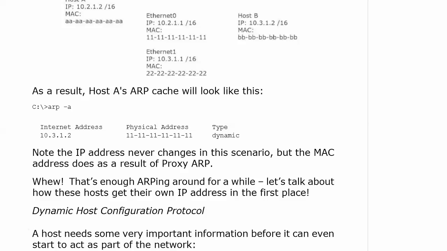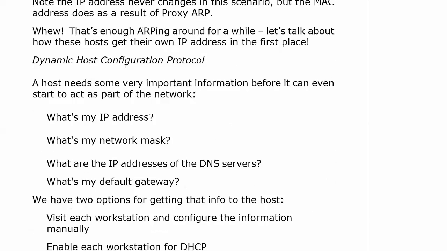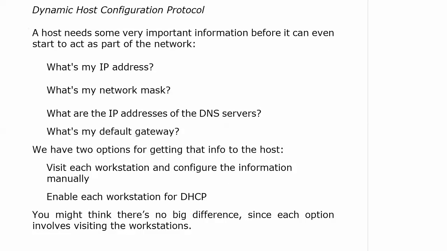Now that's enough ARPing around for a while. Let's talk about how these hosts get their own IP address in the first place. And that's with our old friend, the Dynamic Host Configuration Protocol. And I know I mentioned this early, but I want to mention this again. I'm always talking about IP version 4 unless I specifically mention IP version 6. The reason I'm bringing that up is in the IP version 6 section and in the separate course I'll be offering on that in the future, there is another kind of DHCP, and it operates much differently. So again, just want to draw that line.